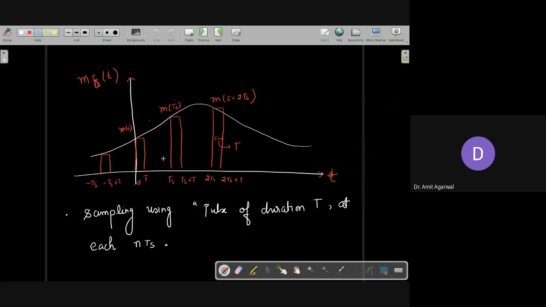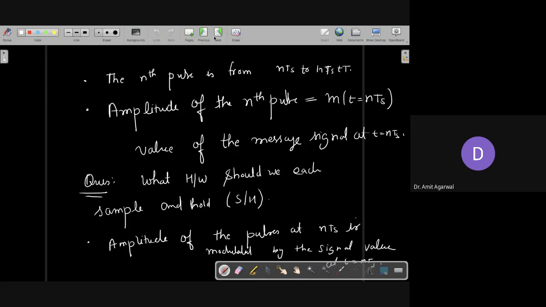So this is your PAM signal, correct? This is your sampled signal. This is your PAM signal. So we are sampling it with a pulse of duration t at each nTs. Okay, so this is your PAM signal. These are just some points. The nth pulse is from nTs to nTs plus t. It's very obvious. And the amplitude of the nth pulse is nothing but the value of that message signal at t equal to nTs. Very obvious.